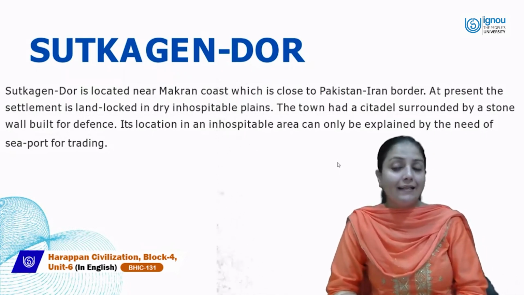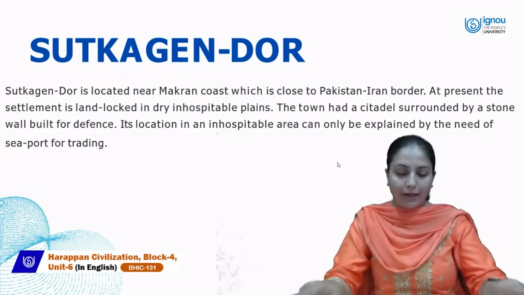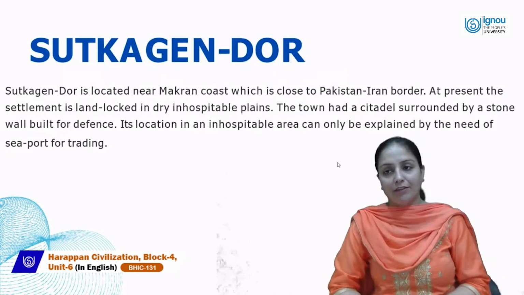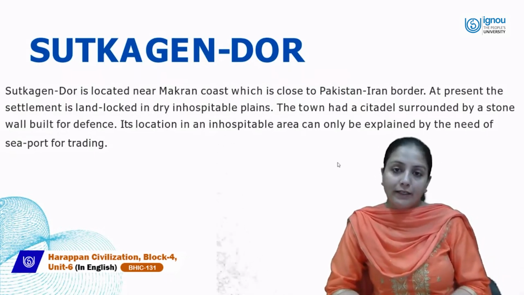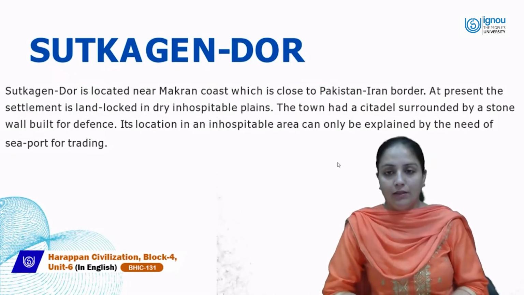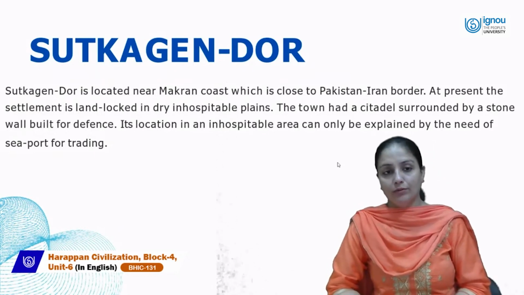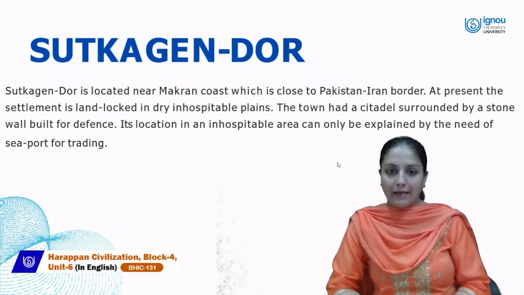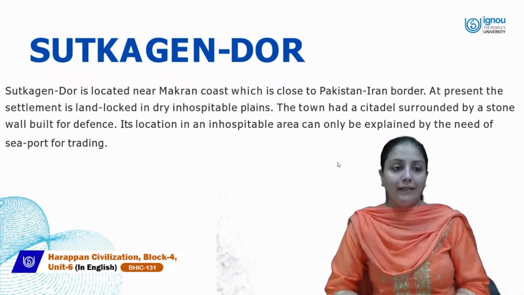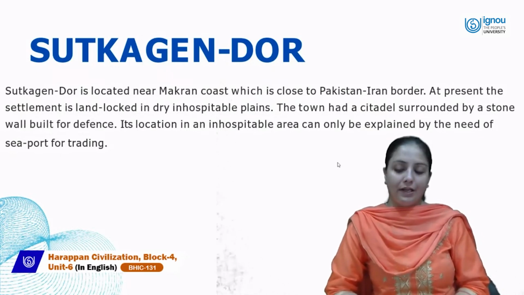The town had a citadel, and the citadel was surrounded by a stone wall. This was built for defense, so that no outsider could attack. That is a defensive wall around the town. Its location in an inhospitable area can only be explained by the need of a seaport for trading.